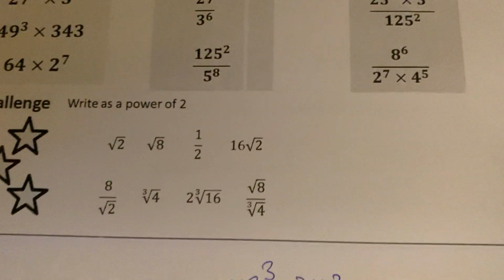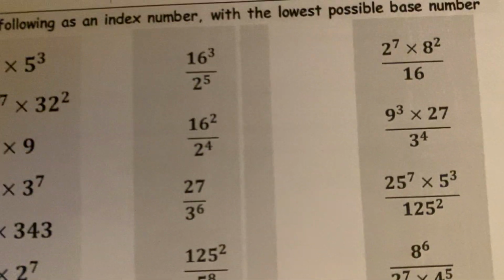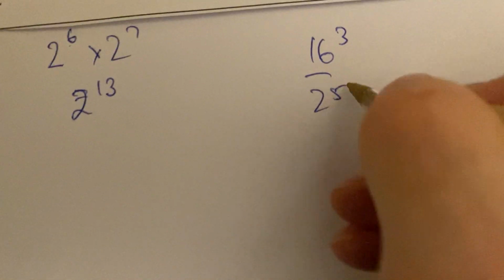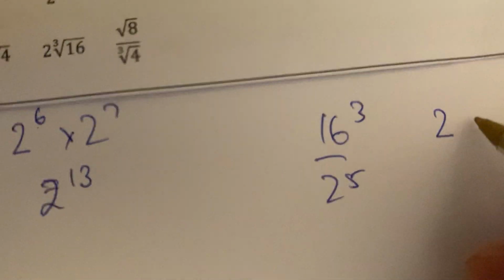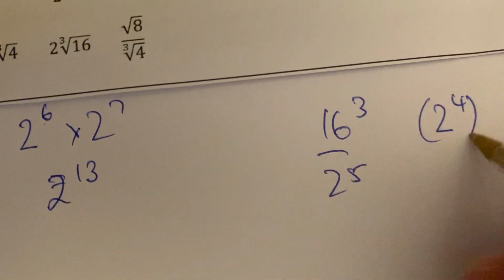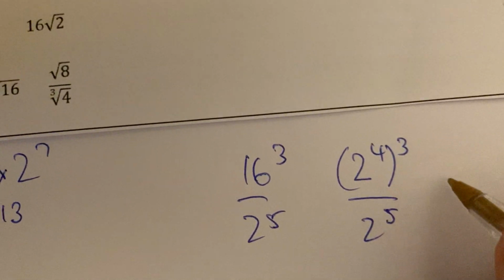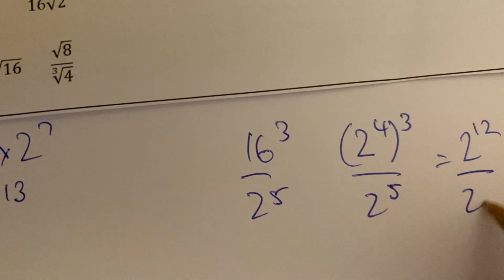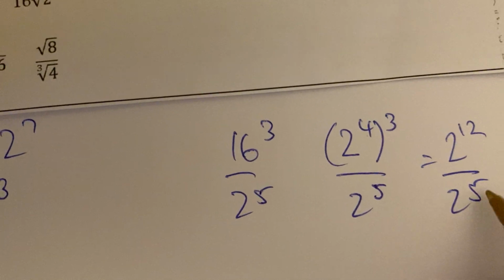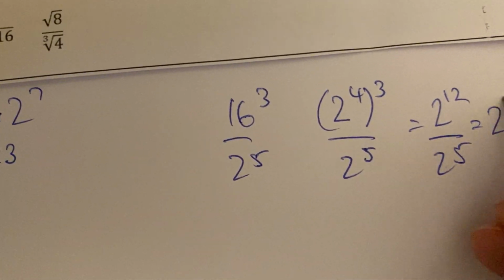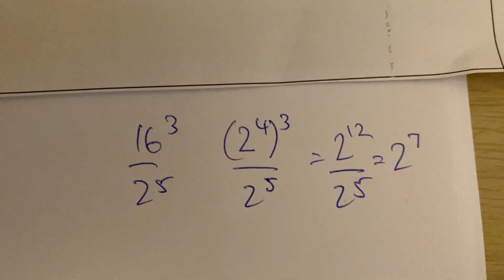And then we go to these ones over here. 16 to the 3, all divided by 2 to the 5. 16 is going to be 2, 4, 8, 16, so 2 to the 4, to the 3. And then 4 sets of 3 is 12. And I'm going to take away, because there's 5 little fellas underneath here. So 5 from the 12 is 7. So that's what equals there.